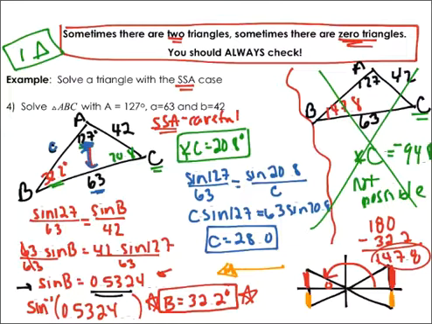It wasn't possible. Now, it could happen that you would have gotten an angle for B that does work, and then we would go from there and find all the other missing parts.